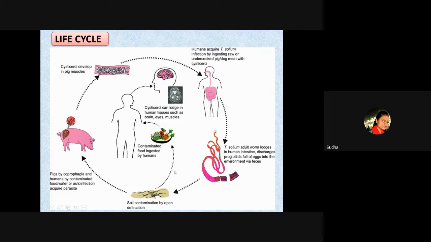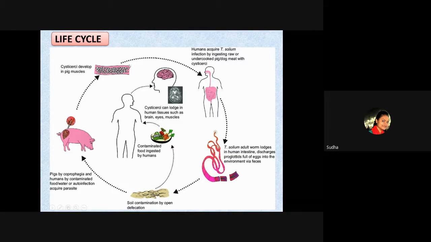And now what will happen? These eggs will turn into cysticercus. This cysticercus will then get deposited into the muscles of the pig, and now we will call the meat of the pig measly pork. So the meat that is already infected with the cysticercus, we will call it measly pork.